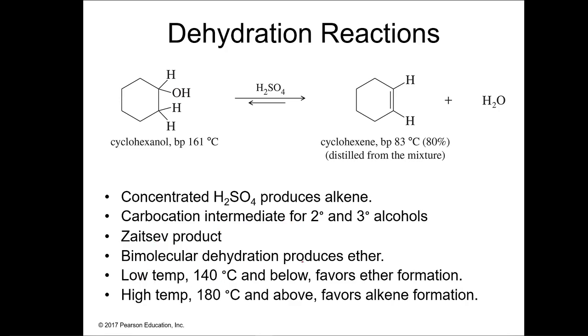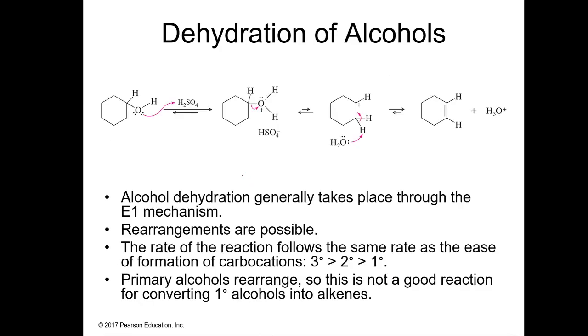Bimolecular dehydration produces an ether. So that's important. If you have two of these and they both dehydrate, you'll actually form a dimer with an ether. Lower temperature favors ether formation, higher temperature favors alkene formation. So, right, same dealio. It's the E1 mechanism. You protonate your alcohol, water leaves, and then you get deprotonation of your carbon to form the double bond.